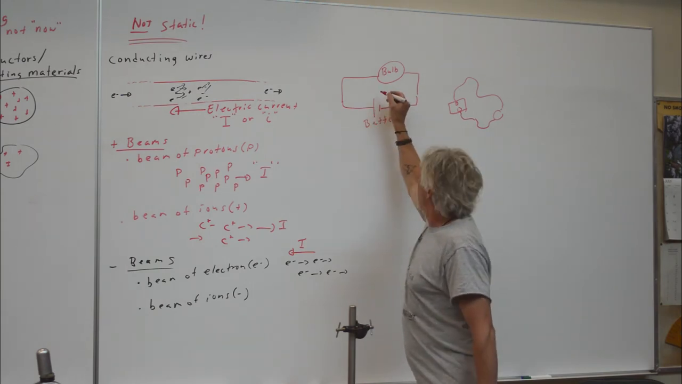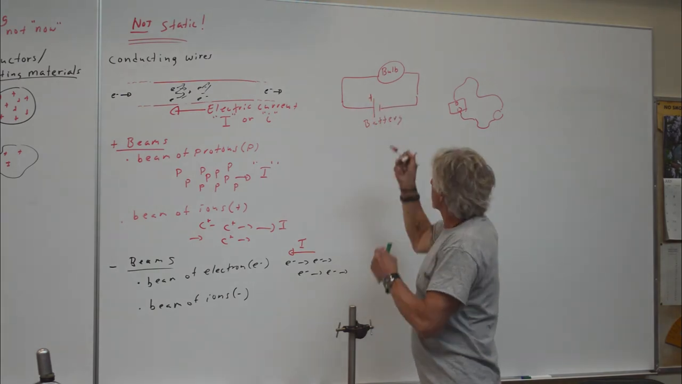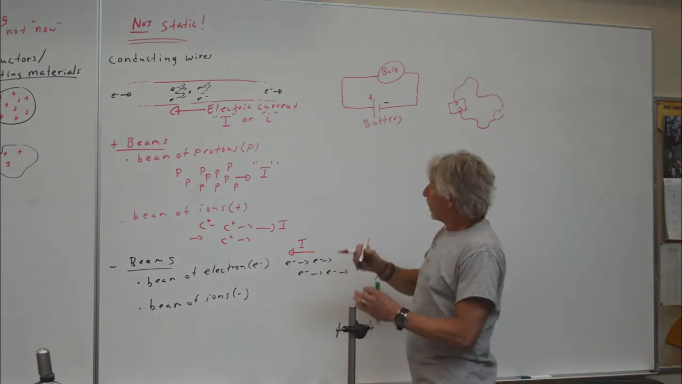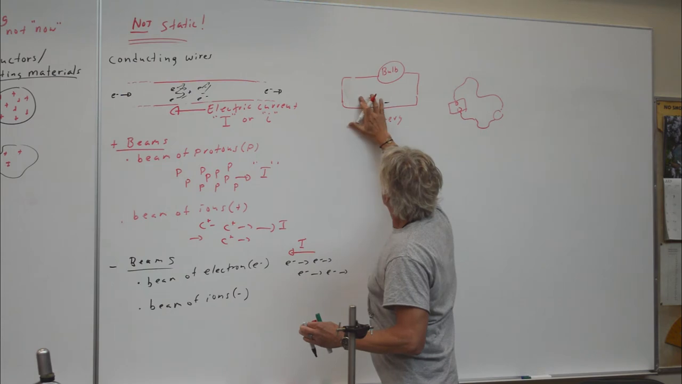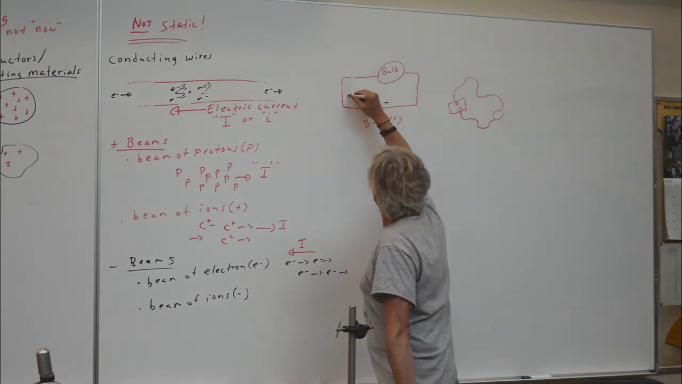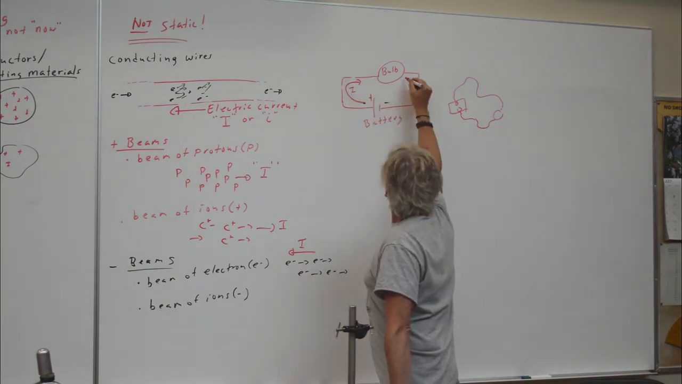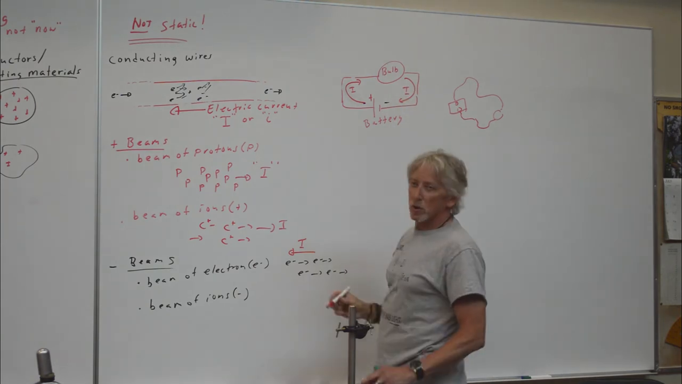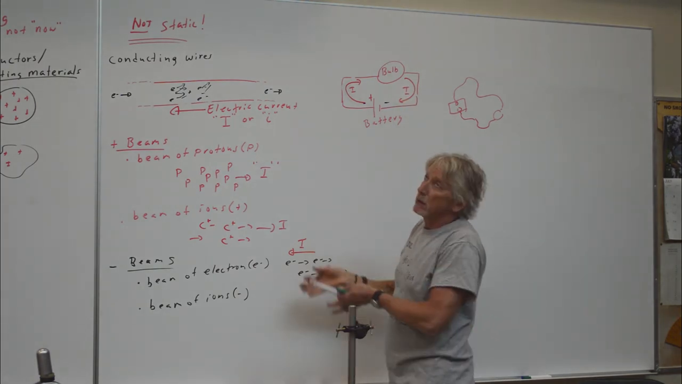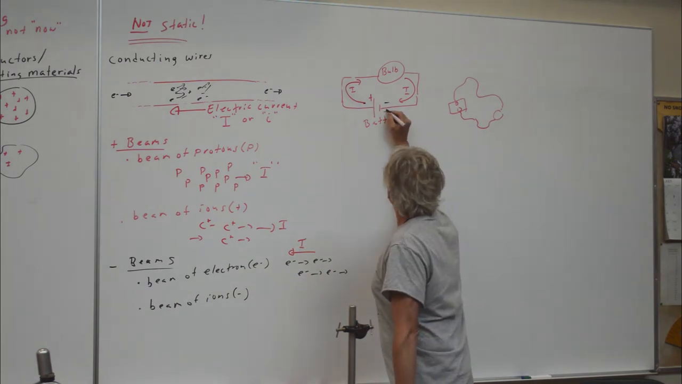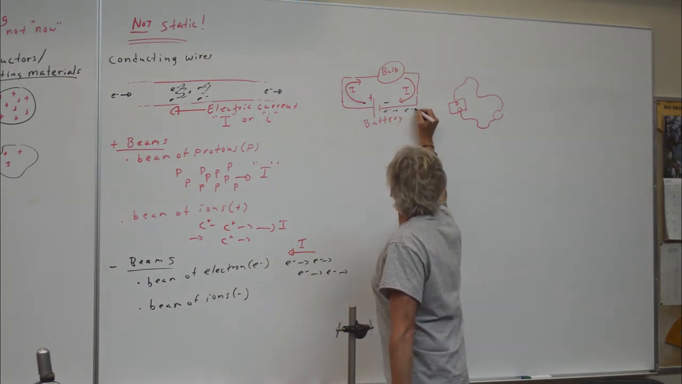When you hook it up this way, we call this positive, and we call this the negative terminal. And we say that the, oops, wrong color. The electric current is going that way, but really the electrons are going the other way. Nice and simple. That'll start us off for this course.